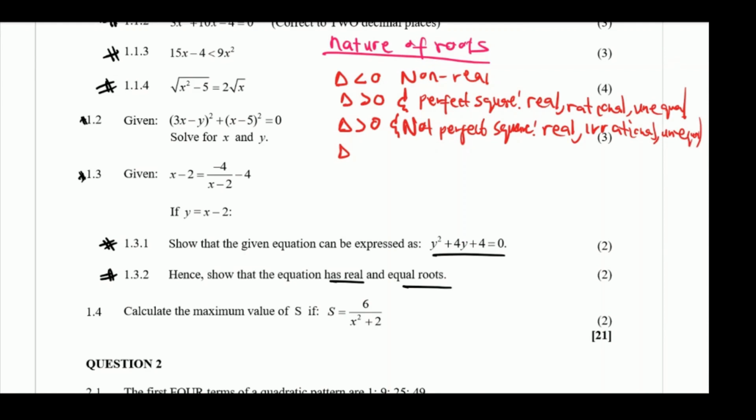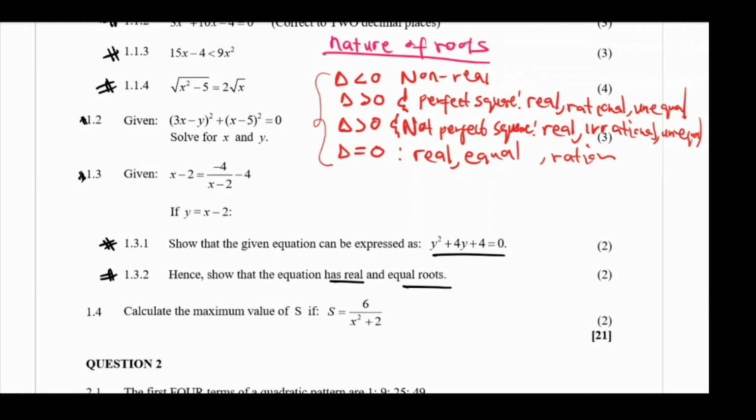If you have a discriminant that is equal to 0, then your roots are real and equal. They'll definitely be rational because they can be expressed as a fraction. So these are the nature of your roots. This is what you need to know for you to solve such problems.